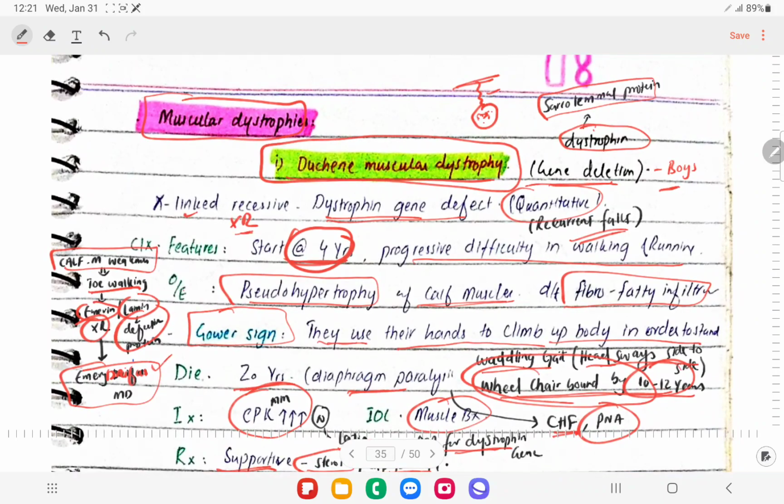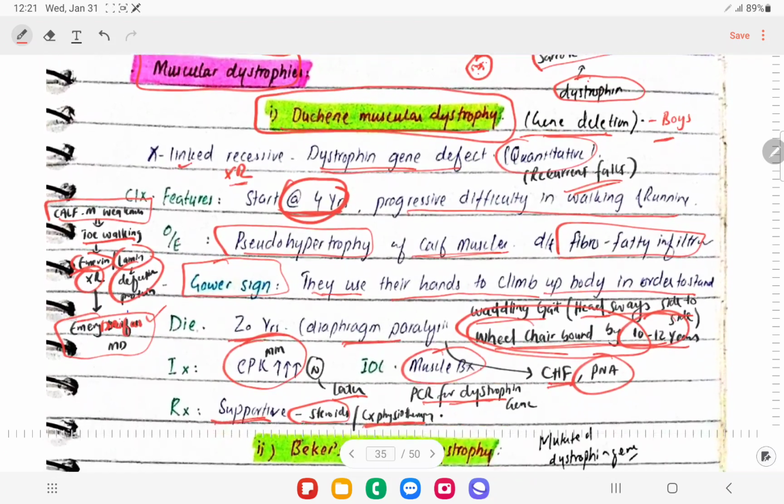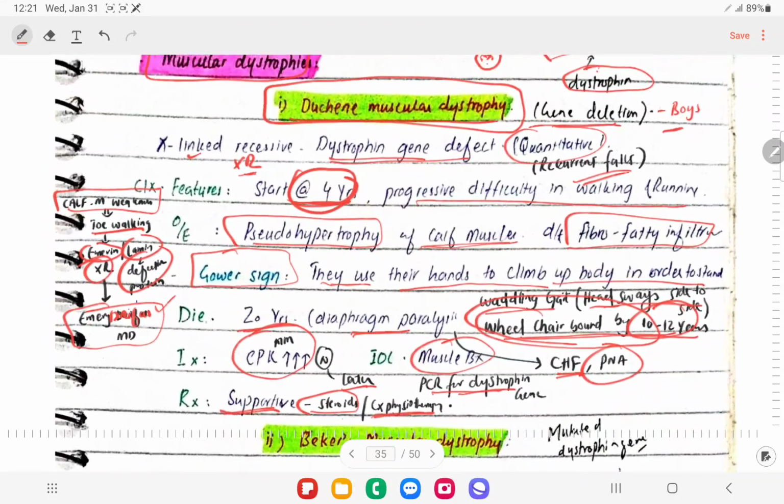Basically, let me revise it again. This is an X-linked recessive disorder, and there is quantitative defect. There is dystrophin gene deletion, right? And because of that, dystrophin protein is not there, and there will be weakness of the muscles, and this disease is gonna start at 4 years, and these patients are gonna be wheelchair bound by 10 to 12 years. And if we check the Gowers sign, that will be positive. Investigation is just we're gonna go for CPK enzyme, and investigation of choice is the muscle biopsy, and treatment is just supportive.